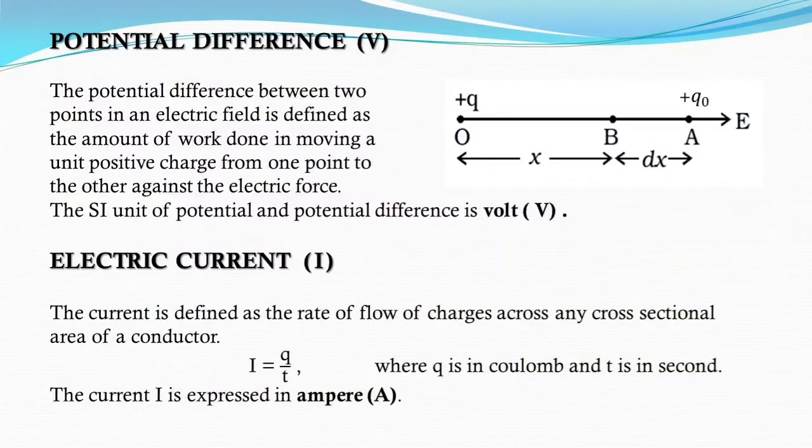Now, what is electric current? The current is defined as the rate of flow of charge. So, how much charge is flowing in 1 second through a cross section of a wire is the measure of current. So, I is the ratio of charge to the time, where charge is measured in coulomb and time in second. The SI unit of current is ampere, and it is measured by electric device called ammeter.